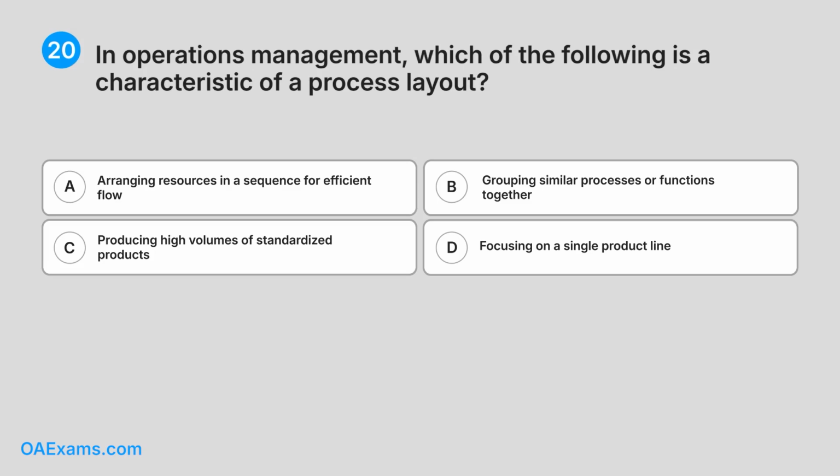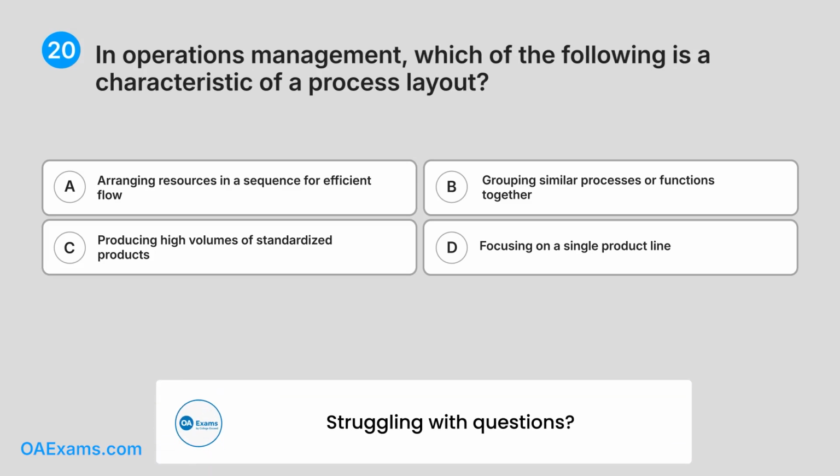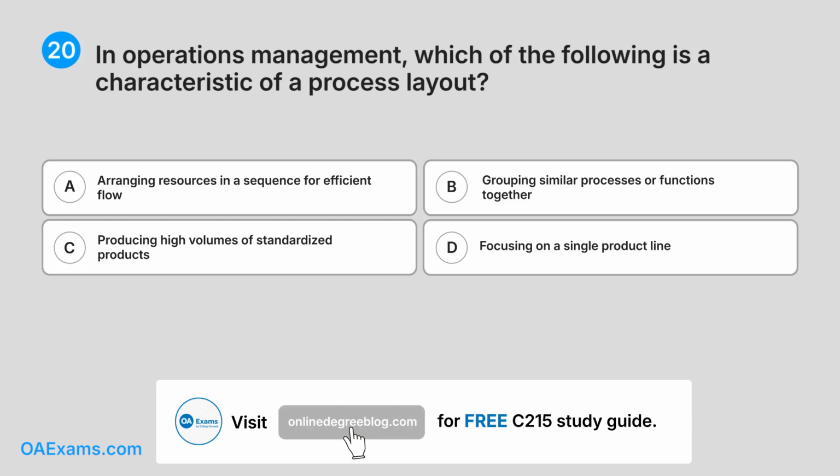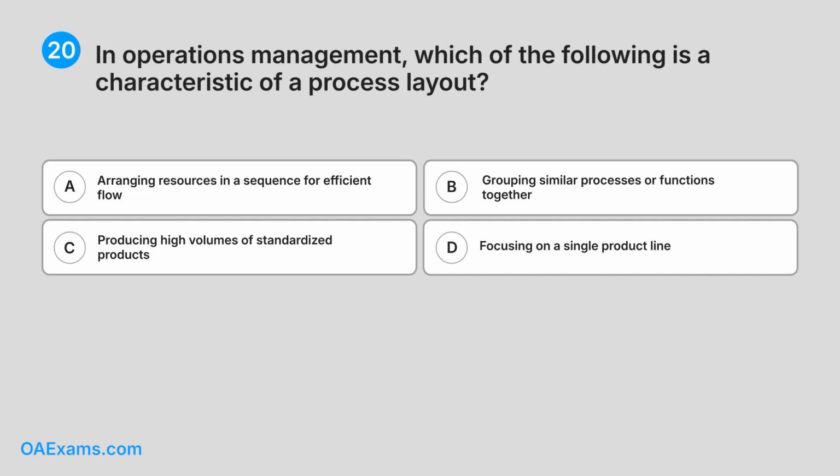20. In operations management, which of the following is a characteristic of a process layout? A. Arranging resources in a sequence for efficient flow. B. Grouping similar processes or functions together. C. Producing high volumes of standardized products. D. Focusing on a single product line. Can you guess the answer?